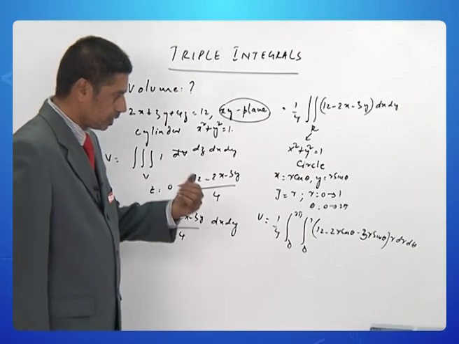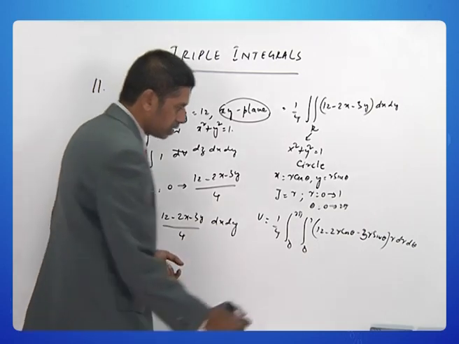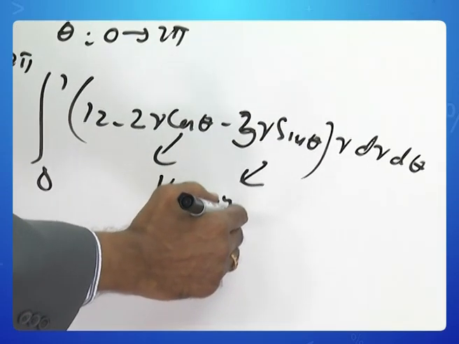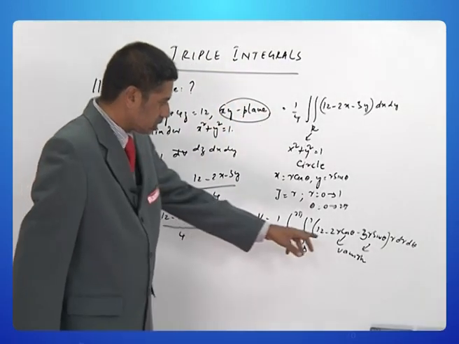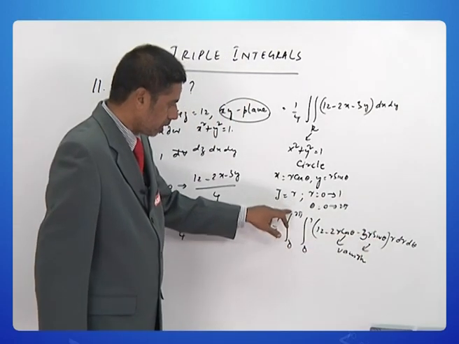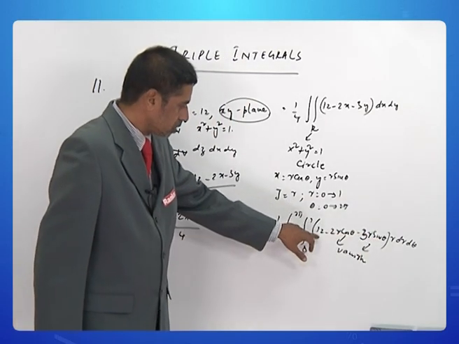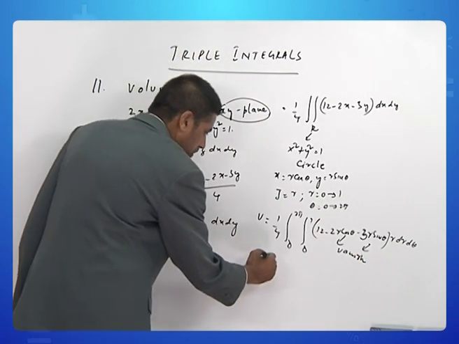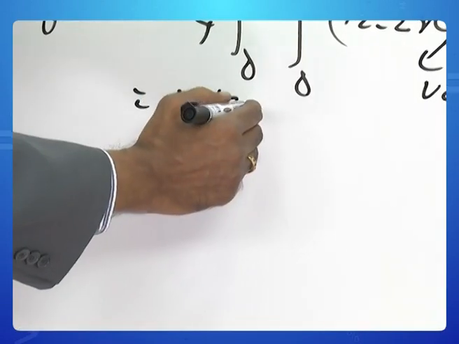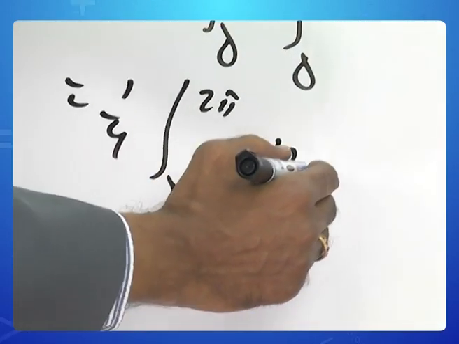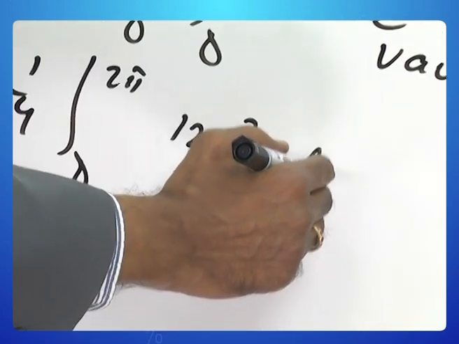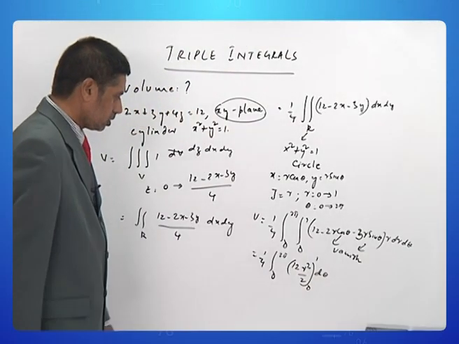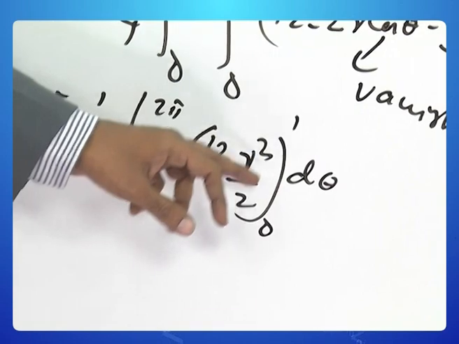Now for students with good practice of integration, they'll realize that this term and this term, both of them vanish, because when you integrate cos theta or sin theta between 0 to 2 pi, you get zero. That means only this term is left. So we have to integrate 12r. So you will get 1/4, 0 to 2 pi, 12 r square by 2 from 0 to 1 d theta. So the value of this is 6.